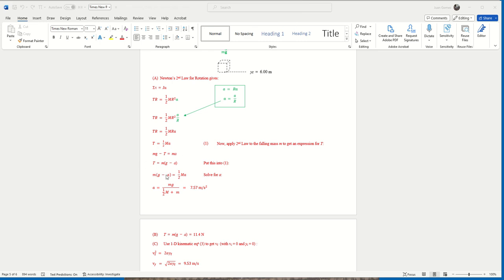So I apply Newton's second law to the falling mass. I get mg minus T equals ma. Rearrange this to get an expression for T. Take that expression for T, put it into equation 1. Then once I get that, solve for a. And I get this expression for a. Plug in the numbers and you get 7.57 meters per second squared.